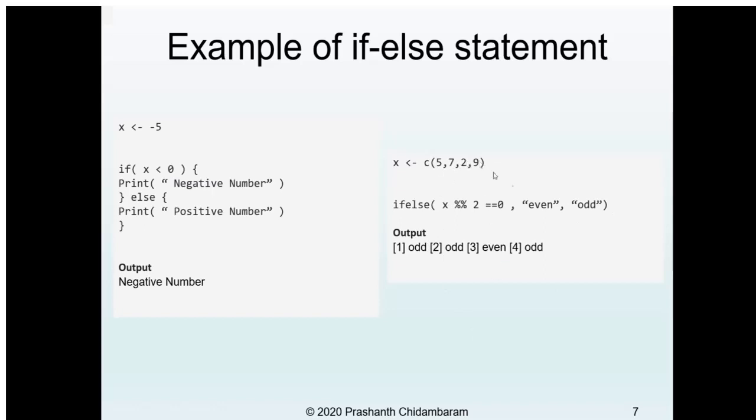This particular operation gives you the remainder. For example, for the first number, 5 %% 2 will give you a remainder of 1. If you divide 5 by 2, the remainder is 1, which is not equal to 0. Since it's not equal to 0, it's an odd number. When you divide 2 by 2, there is a remainder of 0, which is equal to 0, so it's true. That gives you an even number.